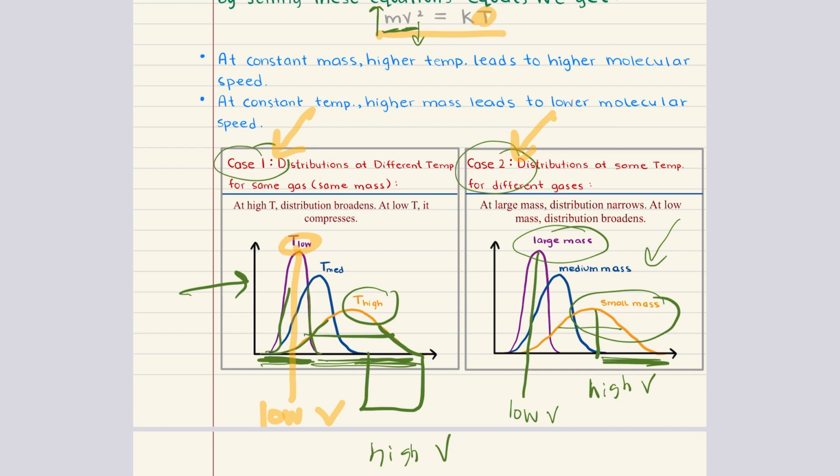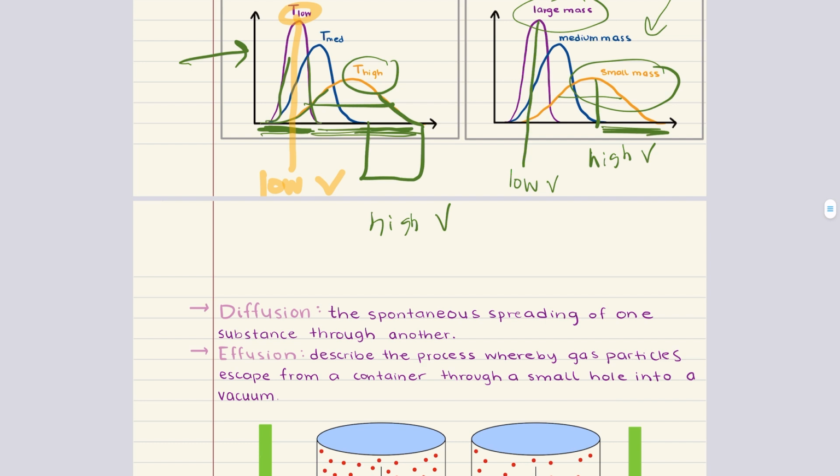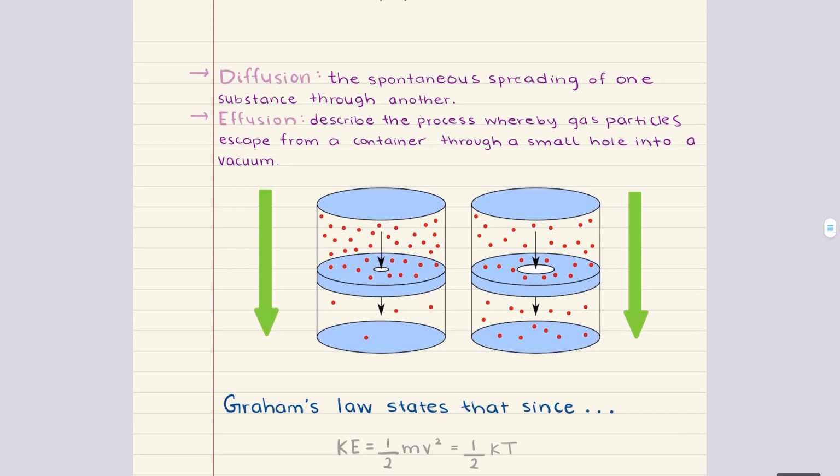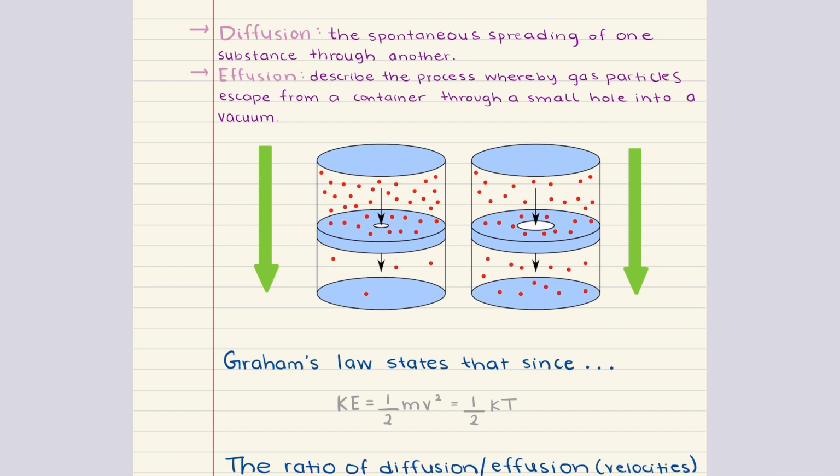Now that we understand how gas molecules move and how their speeds are distributed, we can apply this knowledge to two important processes: diffusion and effusion. These concepts describe how gases spread and move through different environments, and they're directly related to the Maxwell-Boltzmann distribution we just covered. Diffusion is the spontaneous spreading of one substance through another. This happens when gas molecules move from an area of high concentration to an area of low concentration.